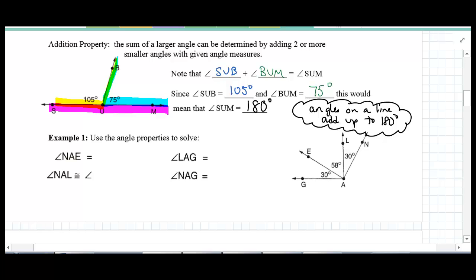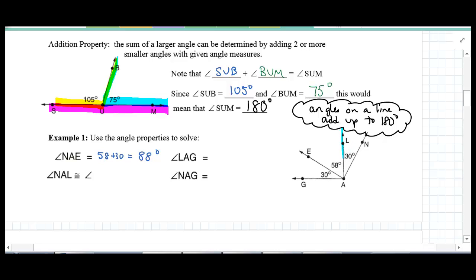So look at example number 1. It says use these angle properties to solve. So look at this and it says angle NAE. That looks like this angle here. NAE. So it involves both 58 and 30. So what's 58 plus 30? I think that's just 88. So the angle here is 88 degrees.